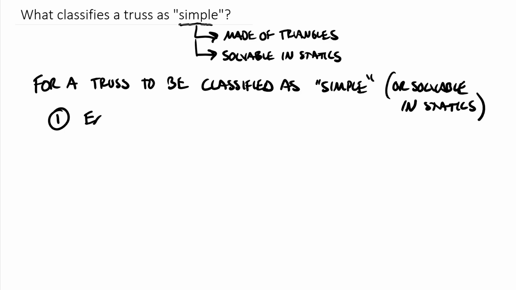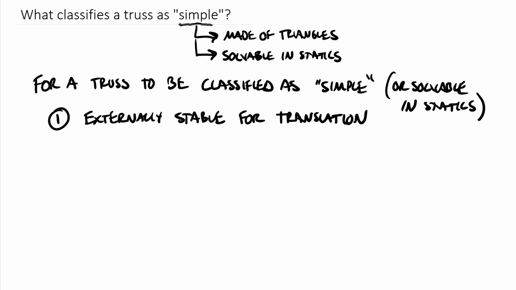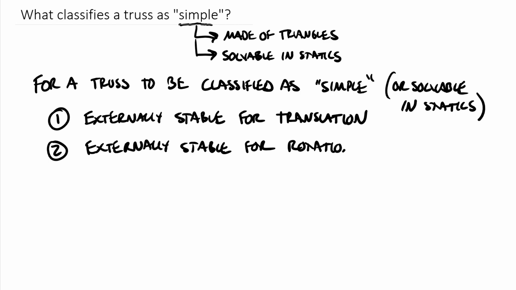It needs to be externally stable for translation. So just like rigid bodies, essentially we don't want parallel supports, okay? Number two, it needs to be externally stable for rotation. And this is based upon the intersection of the lines of action. Remember, we don't want one single point of intersection for those lines of action of the support components.